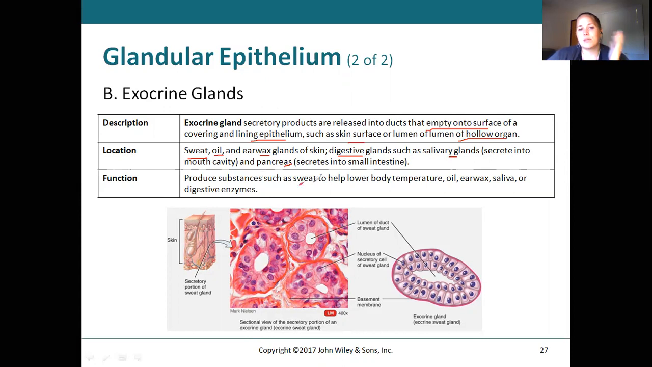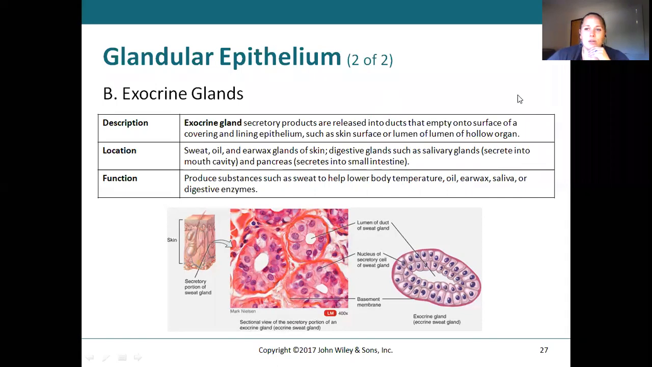They produce substances such as sweat to lower body temperature, oil, earwax, saliva, and digestive enzymes. Some of these are going to be protective for the outer layer of our skin, and things like digestive enzymes are going to be highly acidic types of enzymes. Enzymes that are able to break down larger macromolecules that we consume.